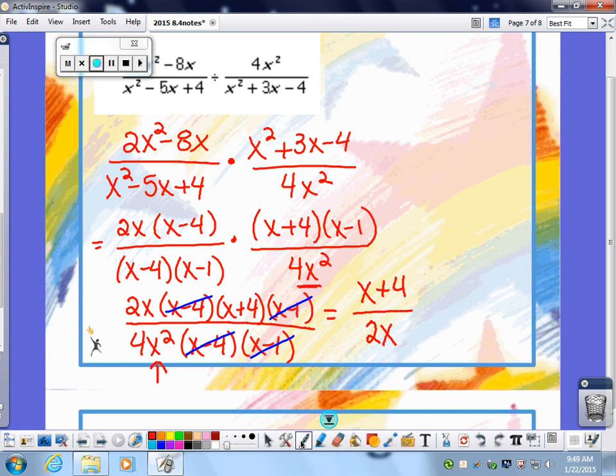All right, here again, resist the temptation. You cannot divide this 2 into this 4. Mathematically, it doesn't work. You try it with numbers and see that it doesn't work. So there's my final answer. Here again, none of my denominators can equal 0.